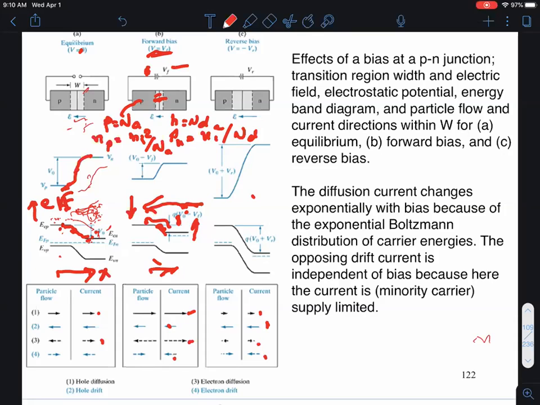Now, one thing that I've emphasized again and again is this opposing drift current. Normally, although drift currents are proportional to electric field, in this special case, the drift current is independent of the electric field because it's a supply limited current.